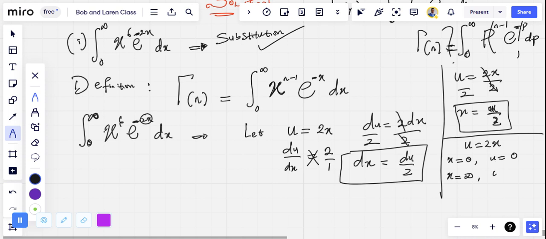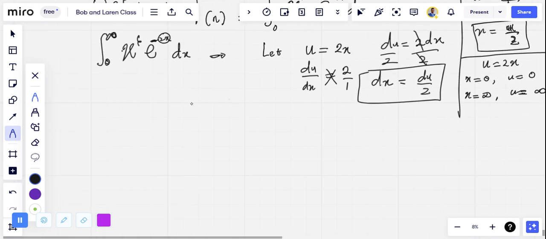That's taking 2 times infinity. Multiplying infinity by two will still be infinite, right? So that means I still have the same range for both x and u. They are equivalent in that regard. So it does not really change the limits for the expression. So now I have 0 to infinity.